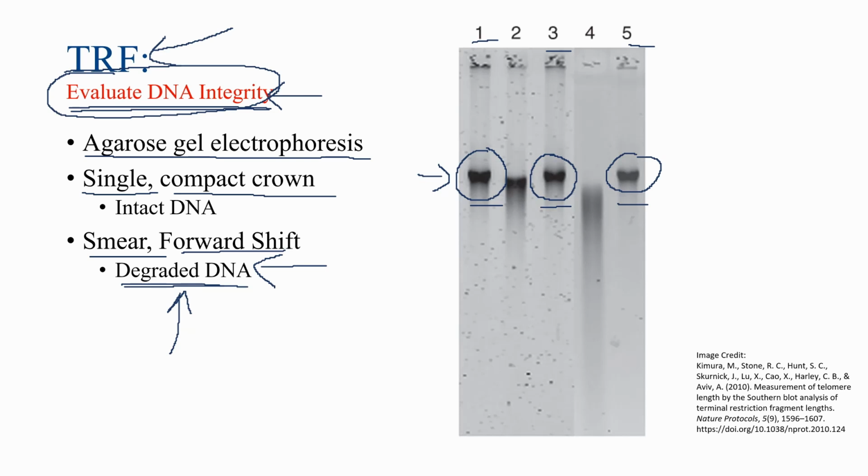So very briefly, if you take a look at lane number 2 and lane number 4, you'll see signs of degraded DNA. For example, in lane number 2, you can see that there is a forward shift in the band. On the other hand, in lane number 4, you can see a large smear here that indicates the presence of degraded DNA.